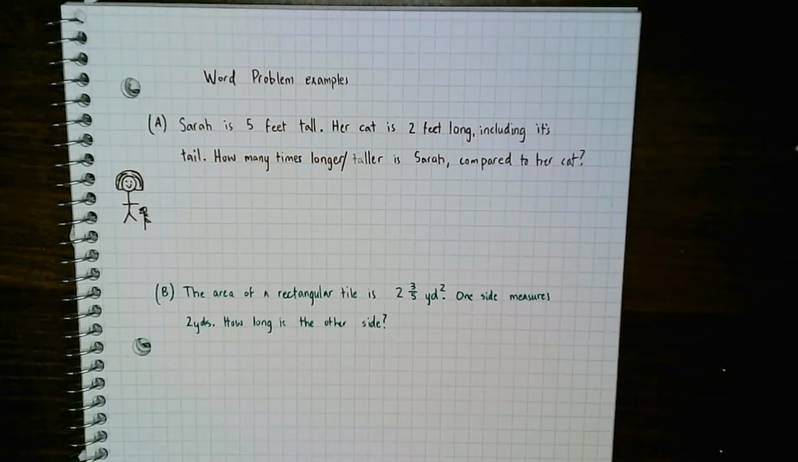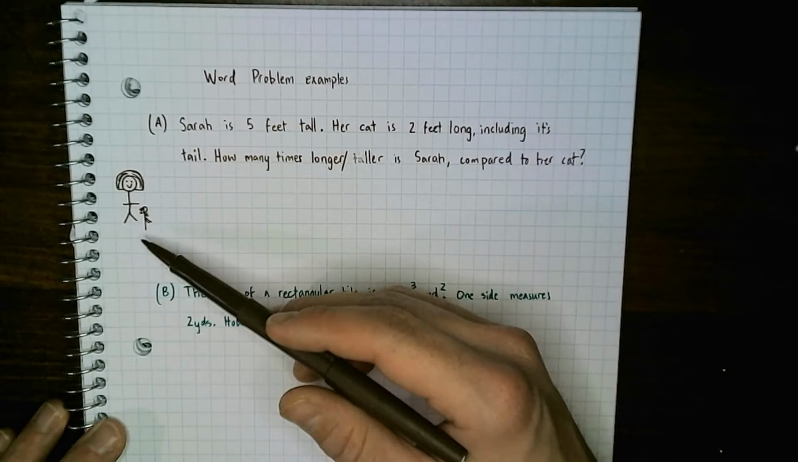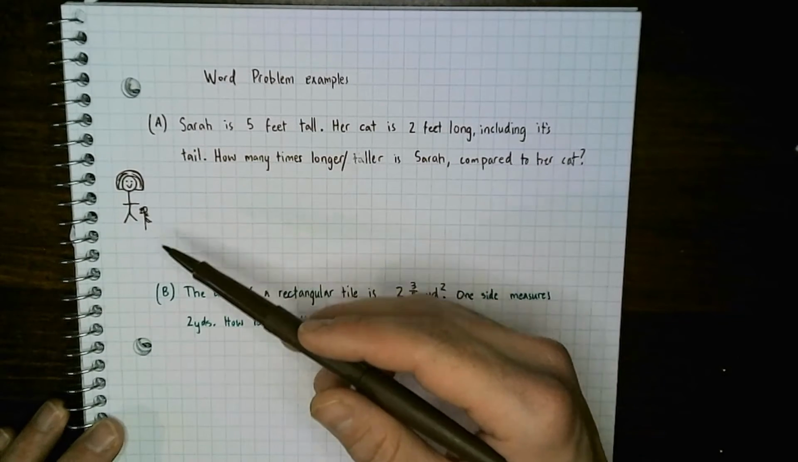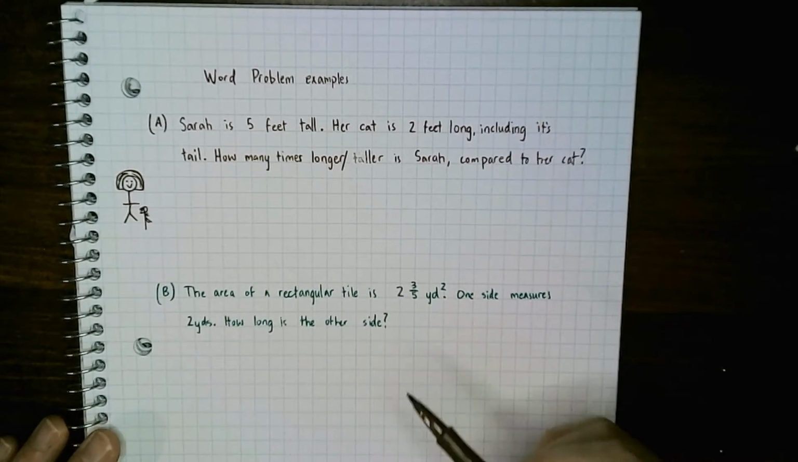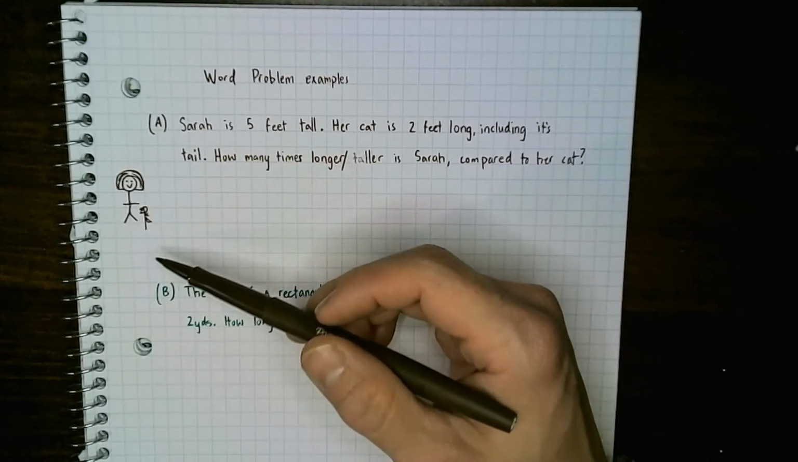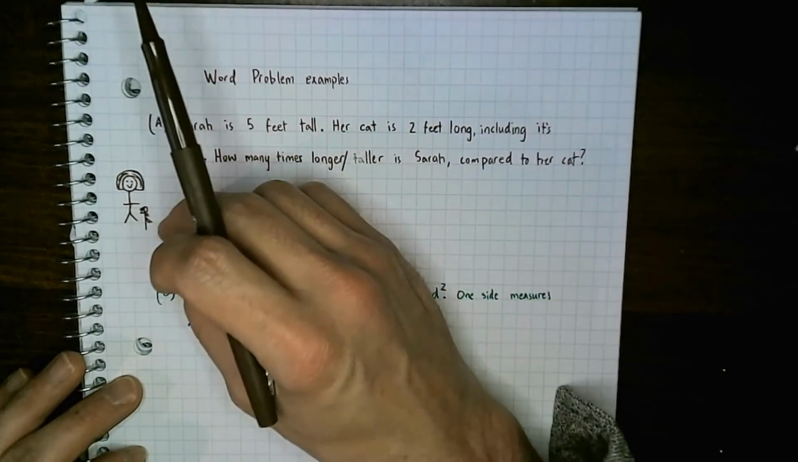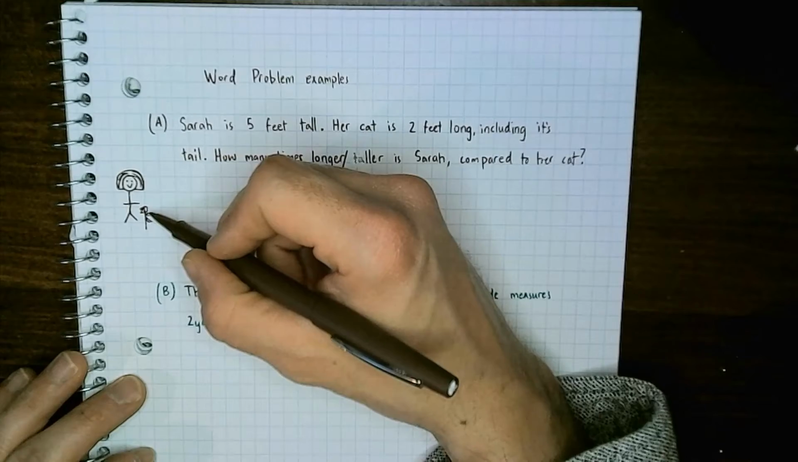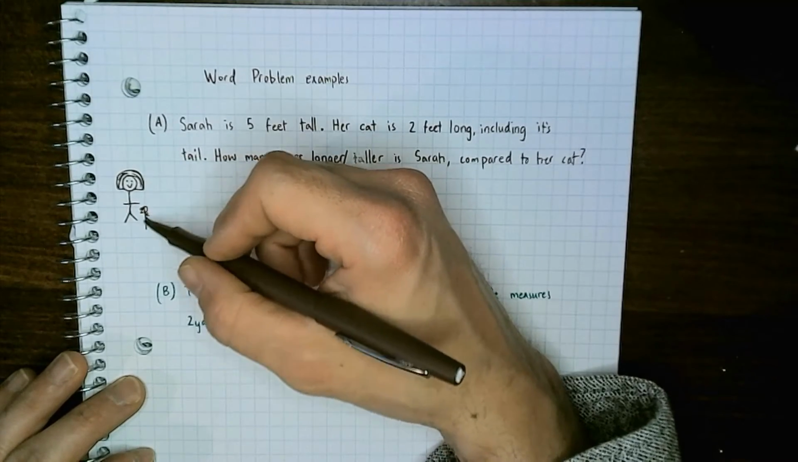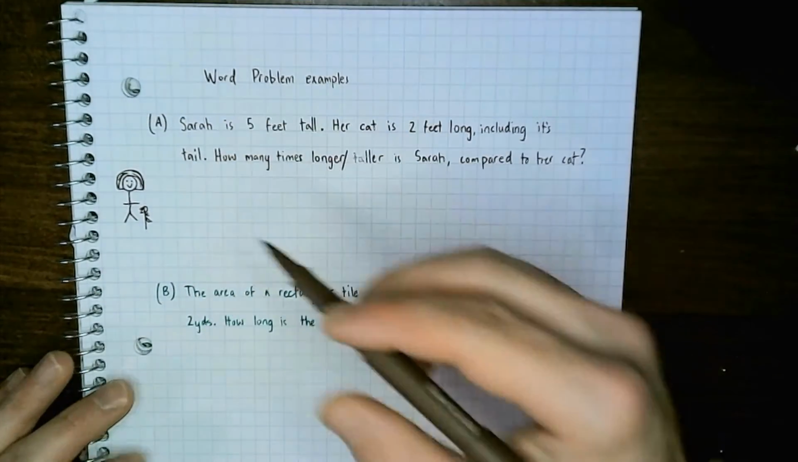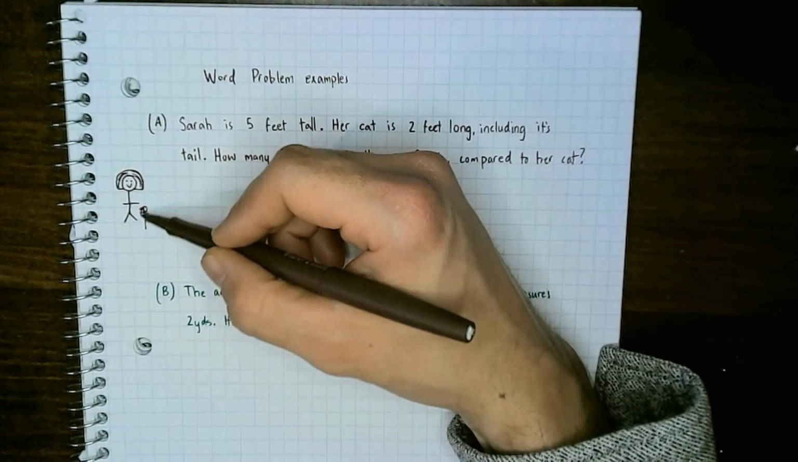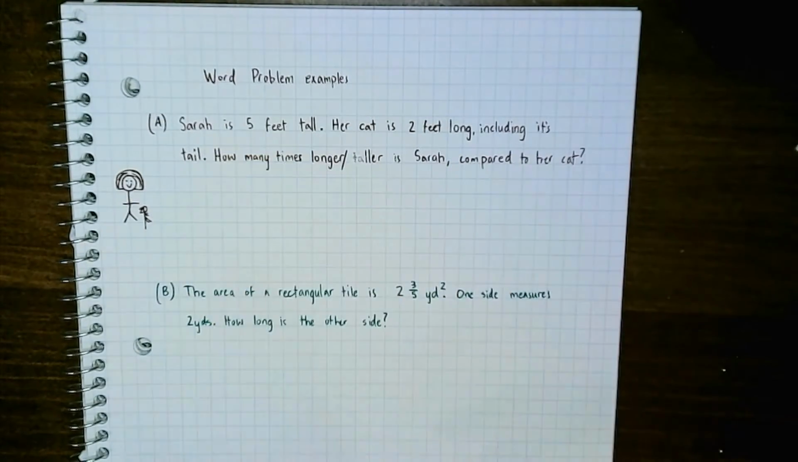And here I made a very not particularly skilled sketch of Sarah and her cat. And those sketches, even though this might look kind of silly, are really for a real purpose. This can help me visualize how much the distance is going to be. So I'm doing Sarah as 5 and this cat is 2. So how would we solve this?